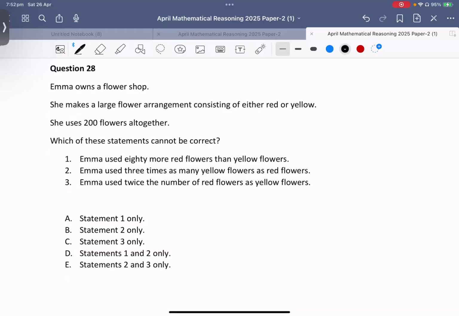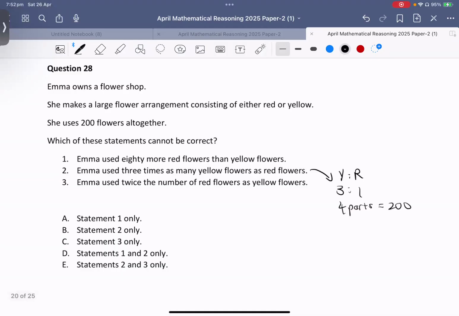If there are three times as many yellow flowers as there are red, we can assume that the ratio of yellow to red is 3 to 1, right? So we know that there are 4 parts in total, and that represents 200. And because 200 is divisible by 4, we know that 1 part equals 50. And we can see that this relationship works. We can have 150 yellow flowers and 50 red flowers, right? So that's why number two works.